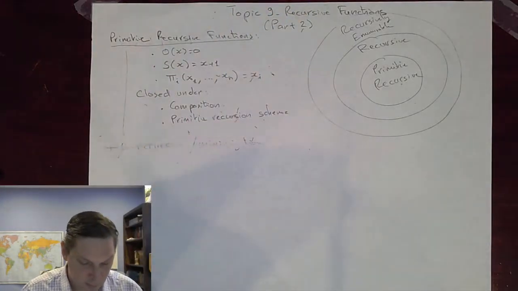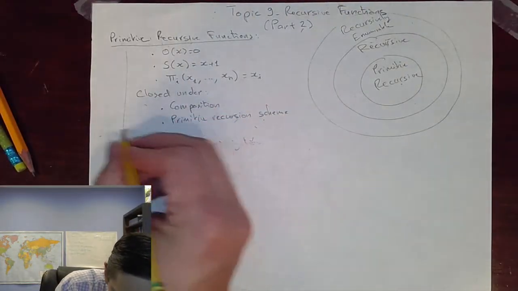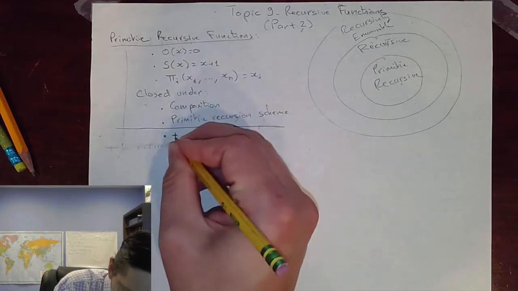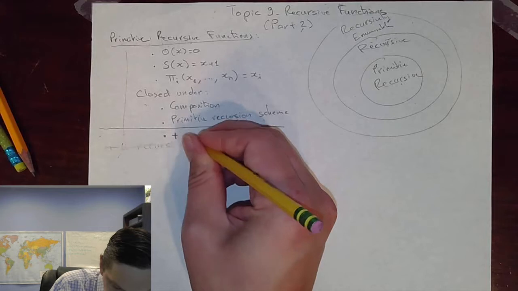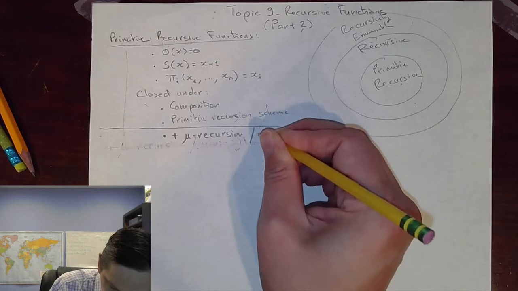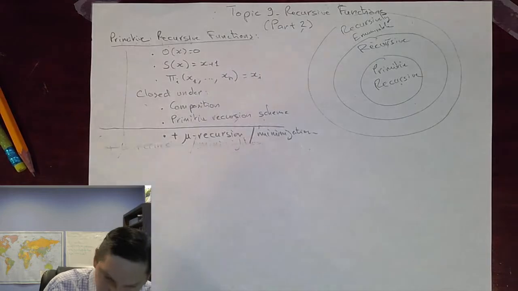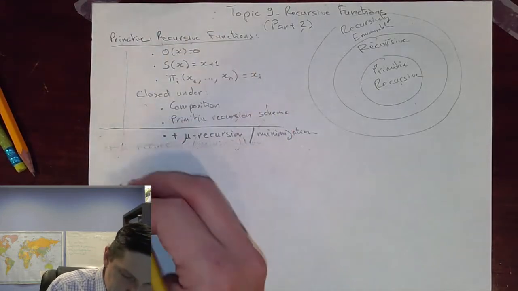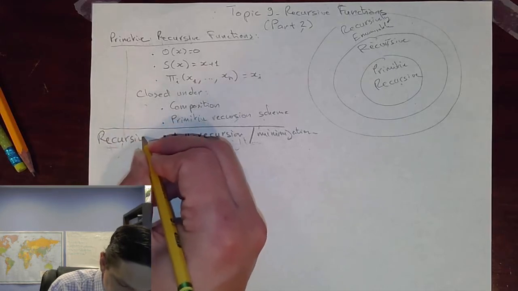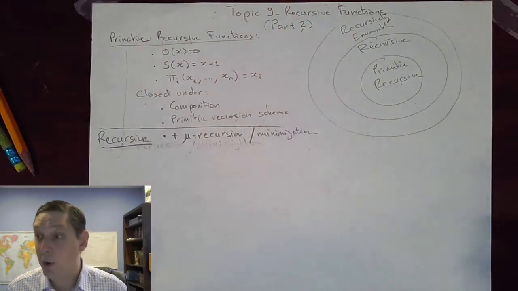sorry about that. I should put it here. If I add mu-recursion, closed under mu-recursion or minimization, then I have now the set of recursive functions. Right here, it's primitive recursive, and now recursive.